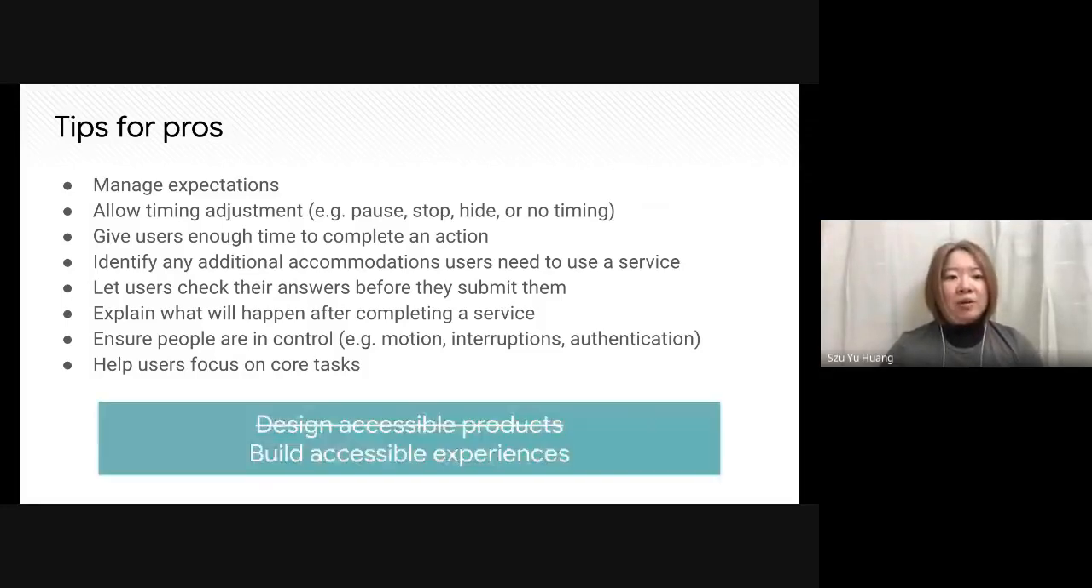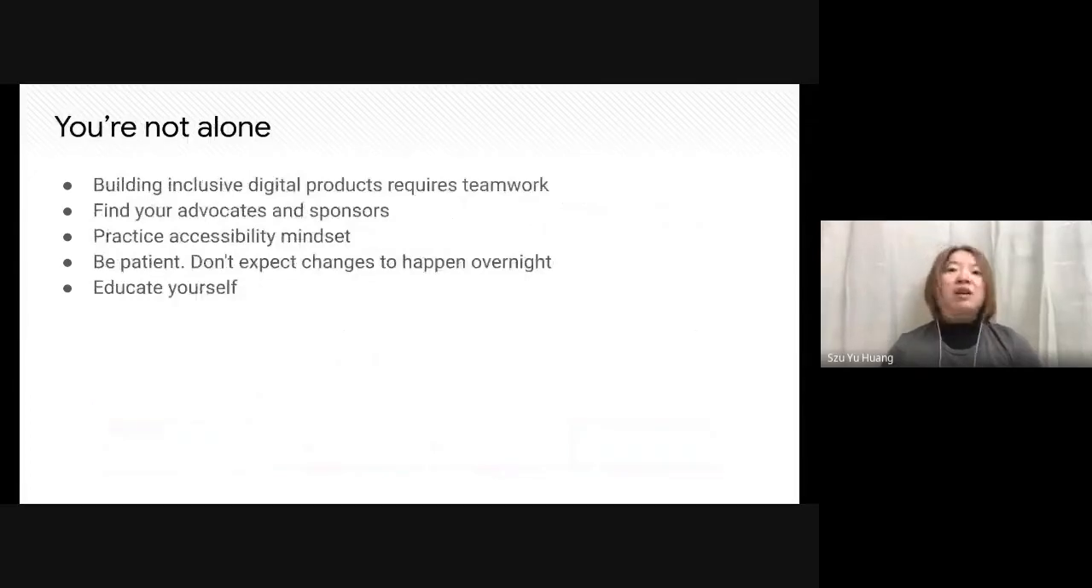Next, we're going to talk about how, when we build a product, designing an accessible product is not our end goal. We should optimize for building an accessible experience. After all these bullet points and considerations, you might feel overwhelmed because it's a lot for people who just started thinking about accessibility. But I want to encourage you that you are not alone. Building an inclusive digital product requires teamwork. Make sure you have the leader, the team, and the advocate, so that everybody puts efforts together.